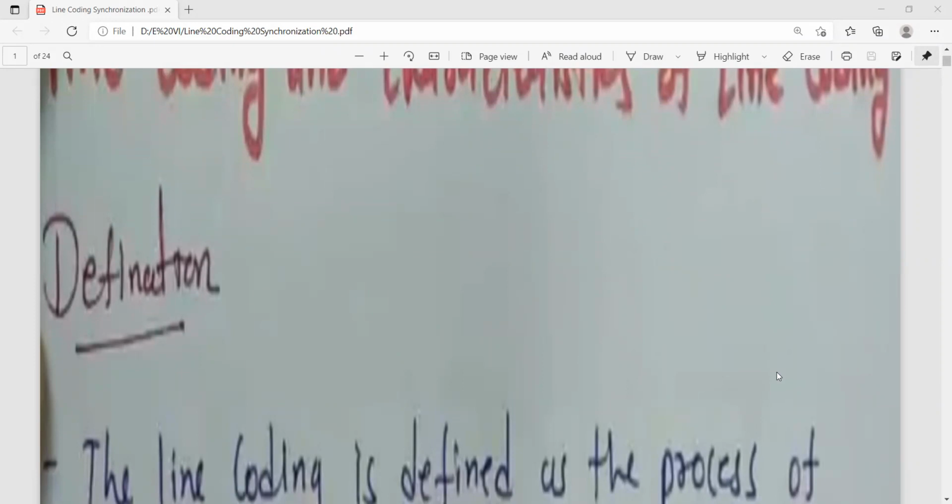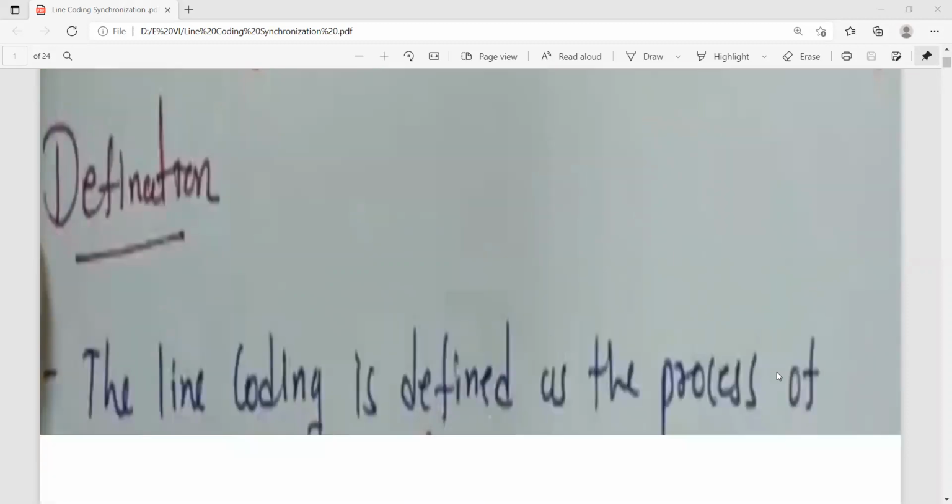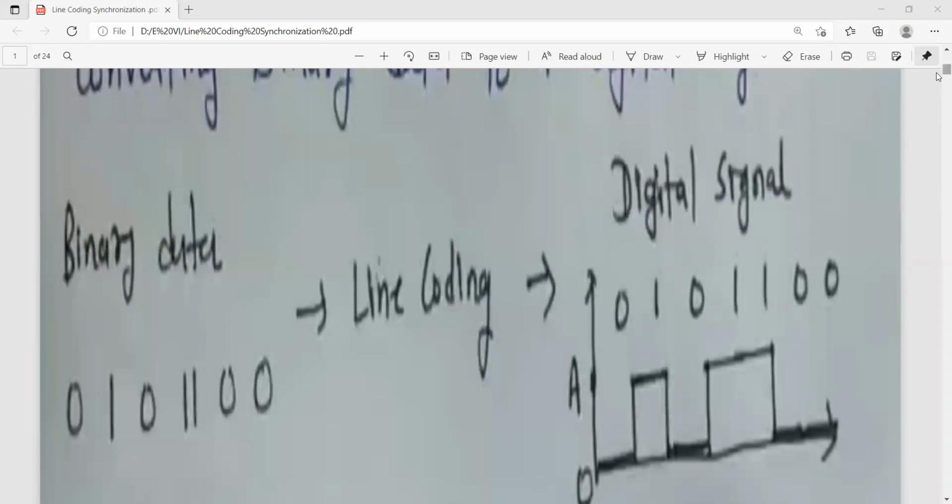Line synchronization means, suppose you are communicating some information, for example, some data. Whatever the pulse, at the starting of the pulse, at the same time the receiver will also receive the pulse. So I will give you one diagram.